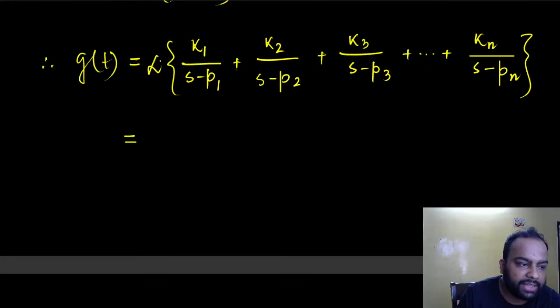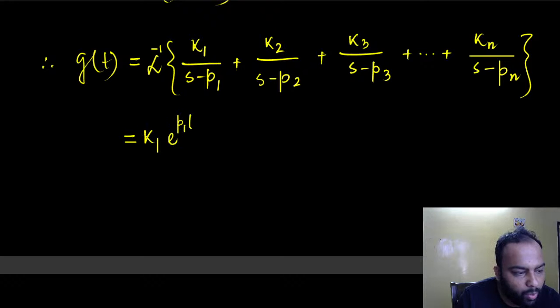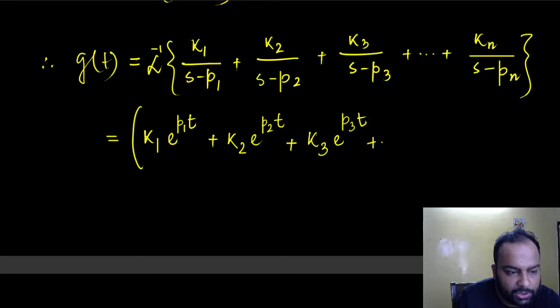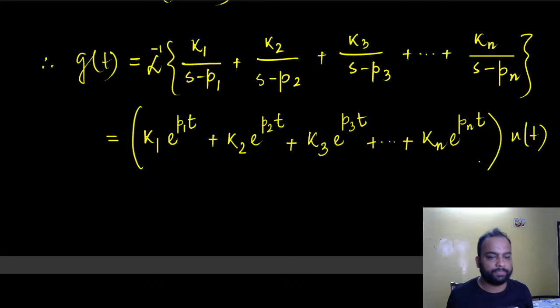Okay, so if I now take the inverse Laplace transform, this becomes K1 e to the power P1t, with u(t). I'm not writing u(t), I just write u(t) afterwards. Plus, what is the inverse Laplace transform? That's K2 e to the power P2t, plus K3 e to the power P3t, and so on up to Kn e to the power Pnt, all with u(t). So u(t) essentially means that the signal is causal.